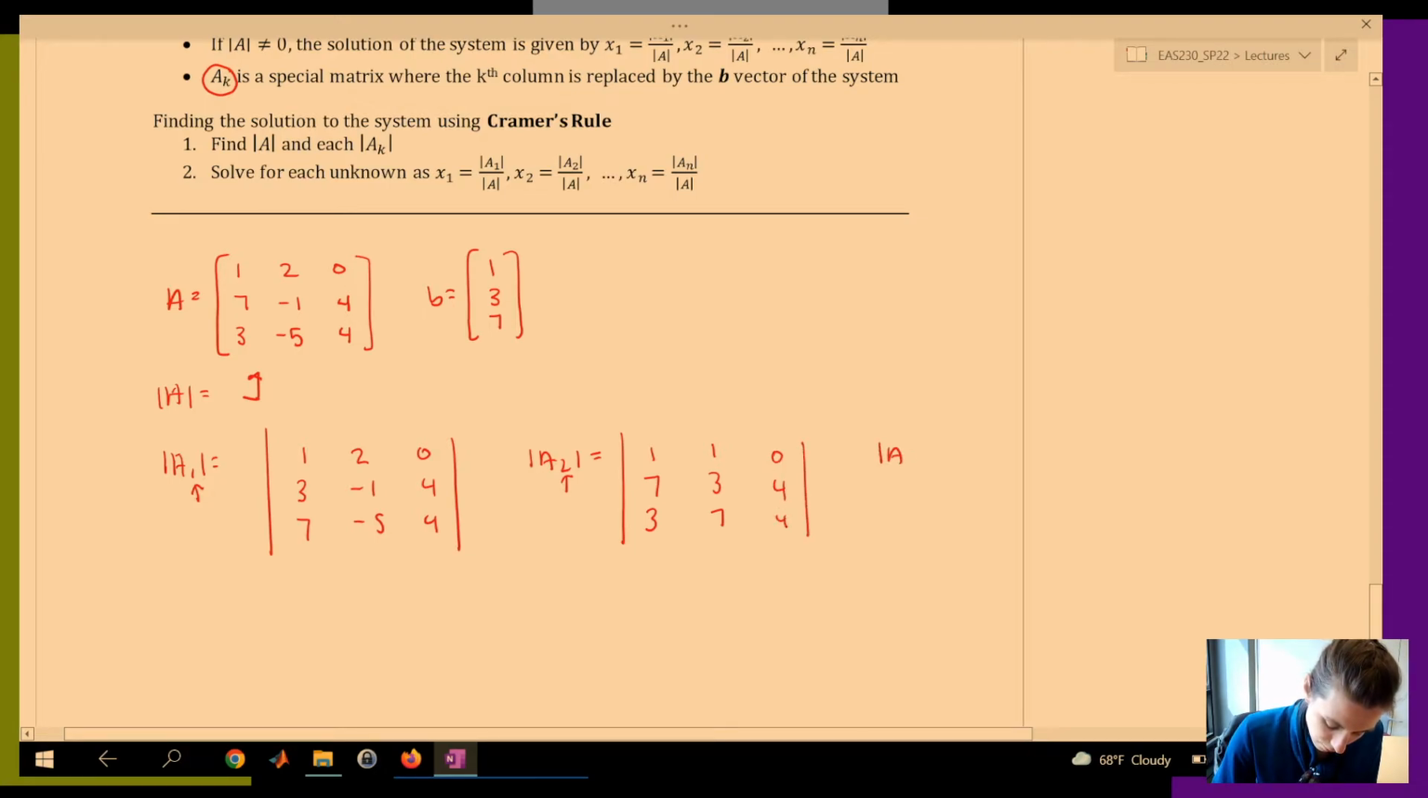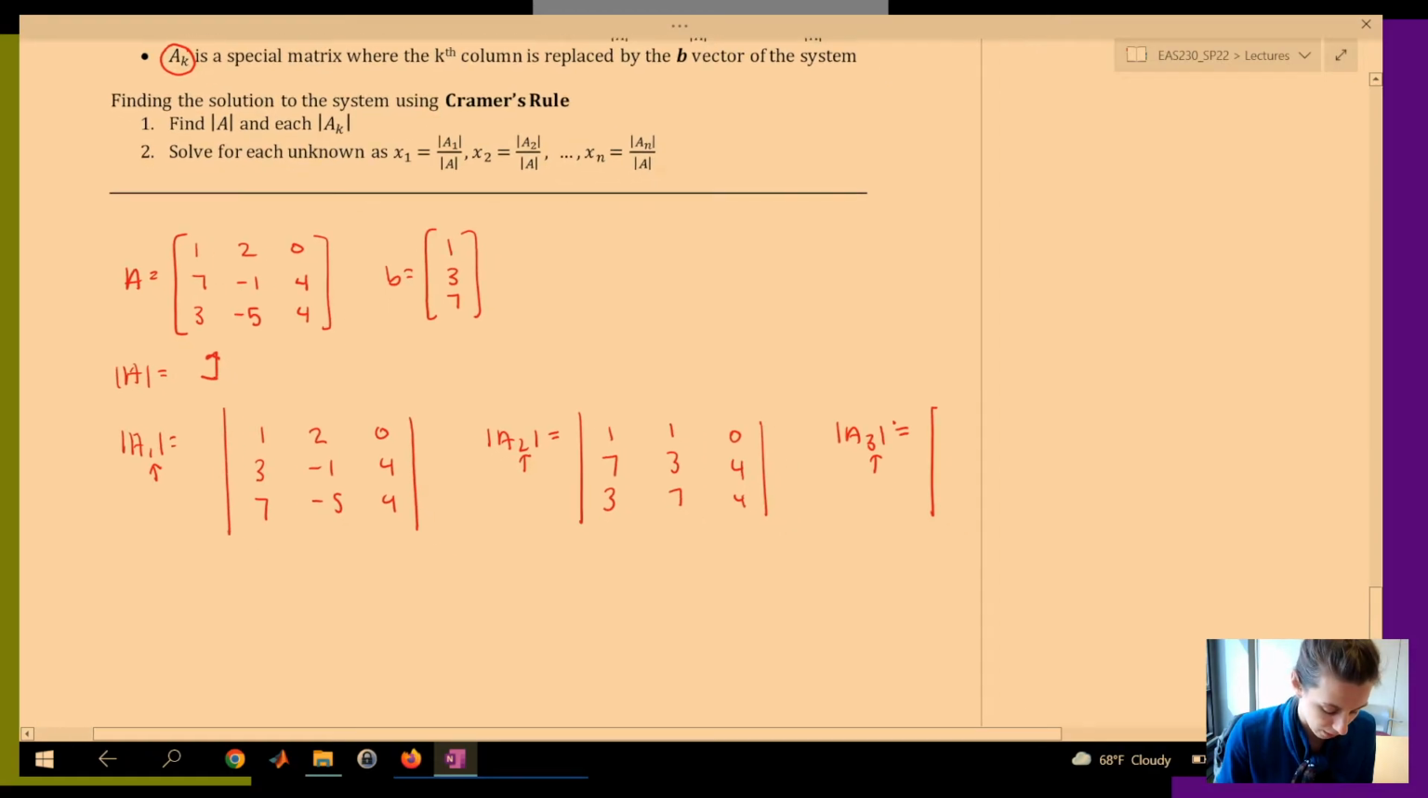And then determinant of A3. This here is 3, so I'm going to replace the third column with my B vector. So the first two columns of A stay the same. And then my last one is replaced with B. And there you go. You would find 4 determinants for the system.